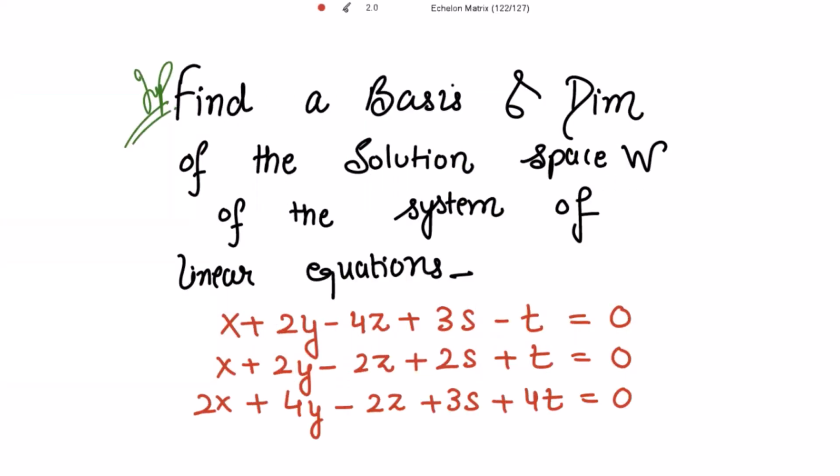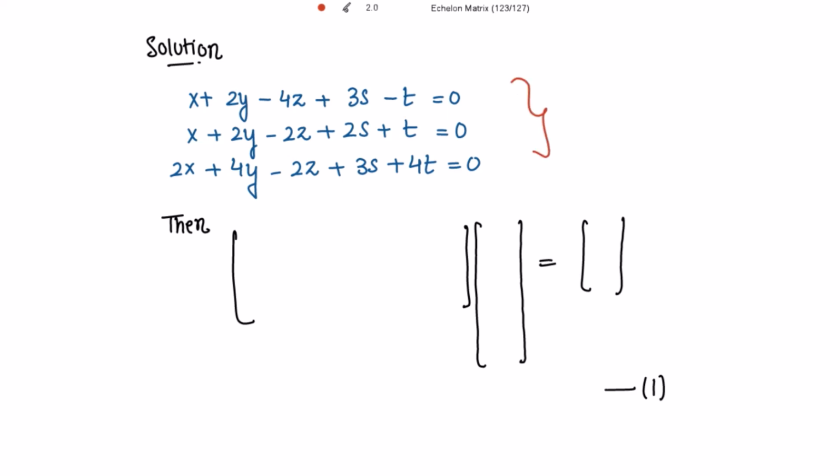This is a very important exercise to find the basis and dimension. We need to find the basis and dimension of the solution space W of the system of linear equations. These are the three equations given to us. If I have all these three equations, then just write the coefficient of x over here, the coefficient of y over here, and then z, then s, then t.